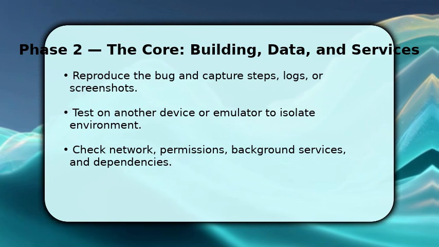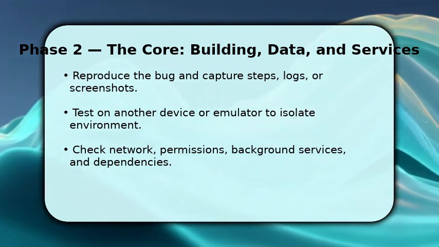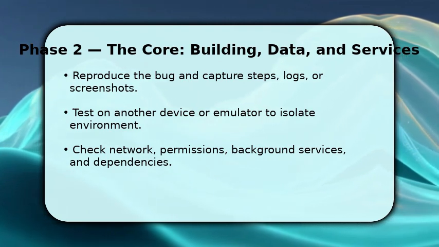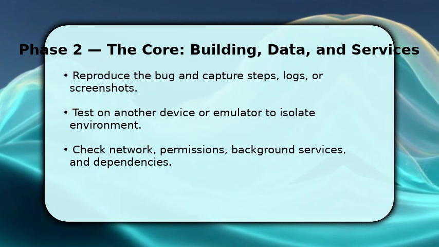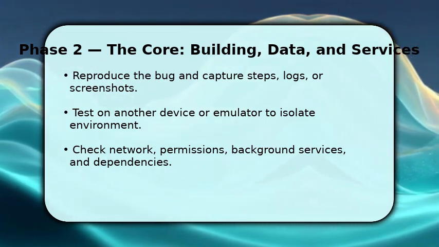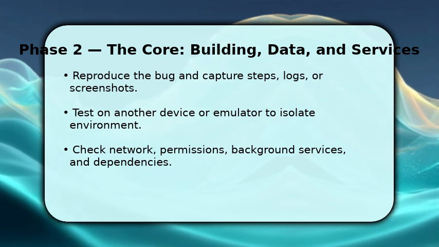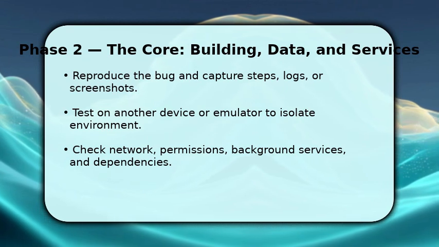Then, test on a second device or an emulator to determine if the issue is specific to one environment. Make sure to inspect network connectivity, app permissions, background services, and third-party dependencies because conflicts often live there. If logs show exceptions, follow the stack trace. If network fails, validate endpoints and certificates before changing.